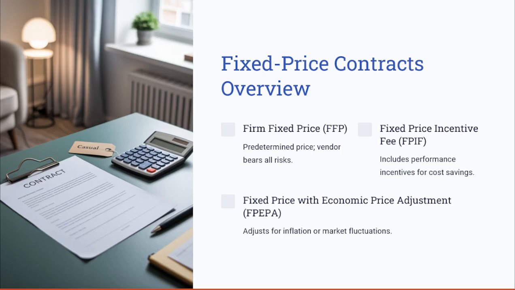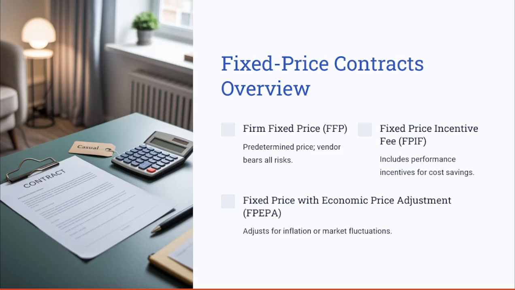And to start with the first type here, which is fixed price contracts. Fixed price contracts establish a set cost for deliverables, providing cost predictability. The first type here we have is the firm fixed price or the FFP. The FFP contracts are most rigid, with no adjustment allowed, meaning that the vendor assumes full risk if costs increase.